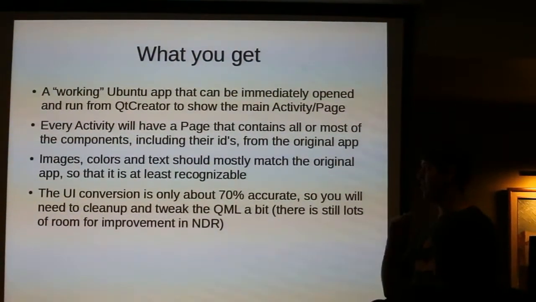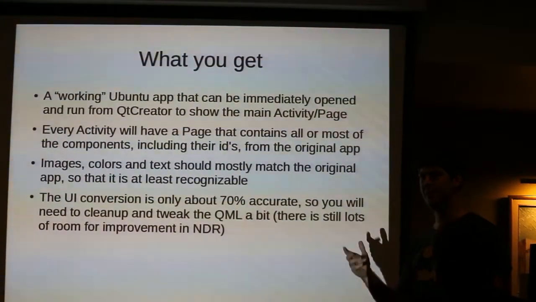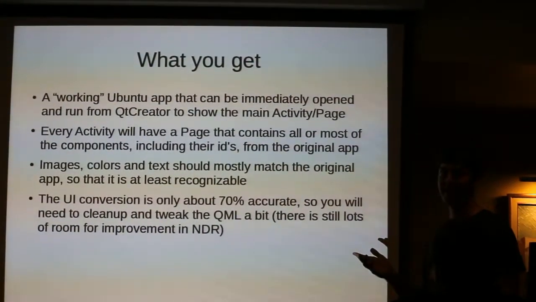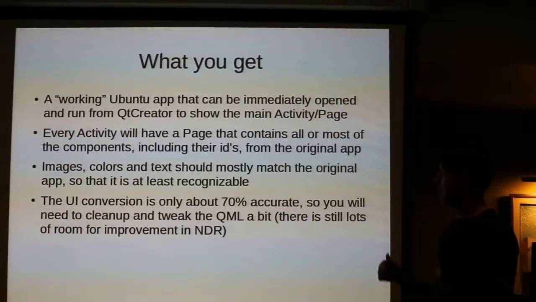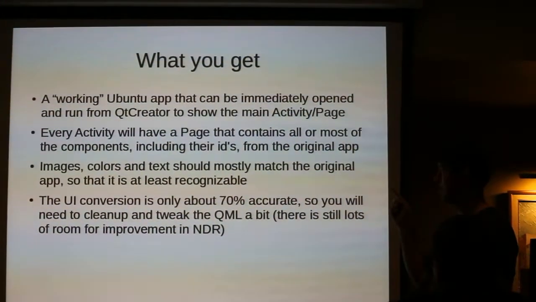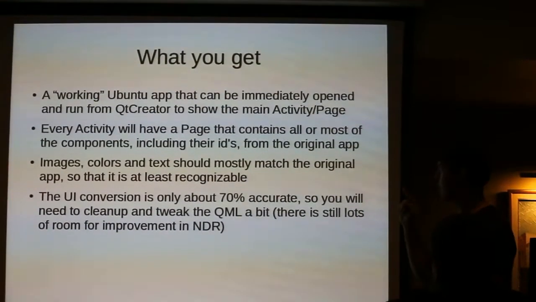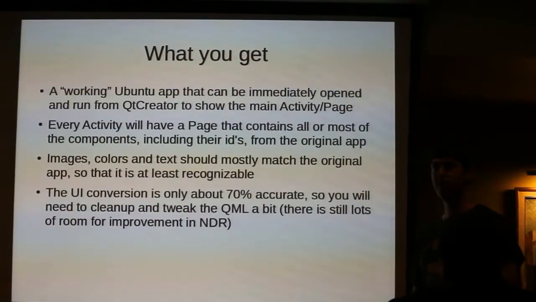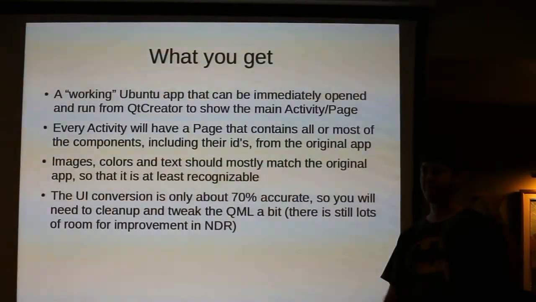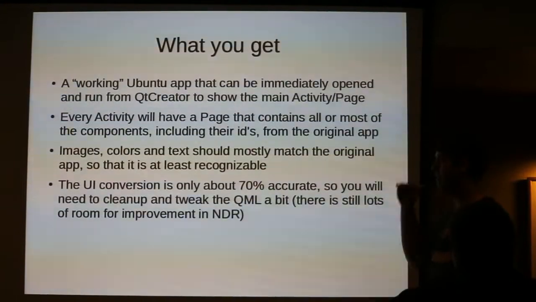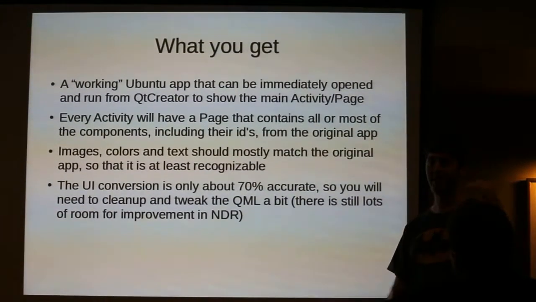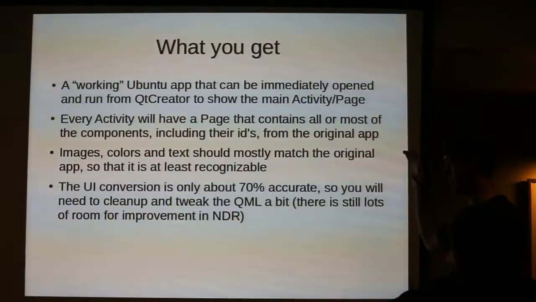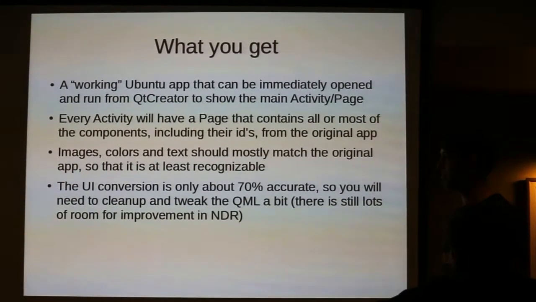That is, you can launch it straight away, you'll get a window. It won't die on you right away, but it's not going to look like a complete app. Inside of that, you're going to have a page component for every activity. And more importantly, you're going to have the original component IDs that were used in Android. So if you know that you had something called gallery viewer activity, you're going to have a page with the ID gallery. If you had gallery controls components under there, you're going to have a component that's got that ID in your QML app.